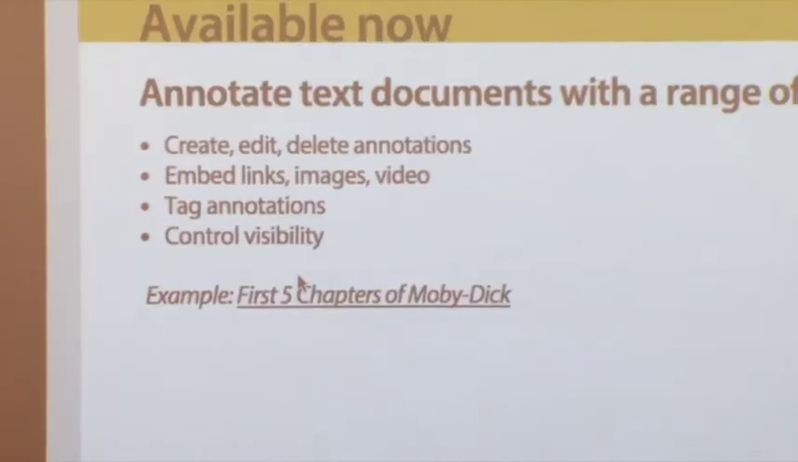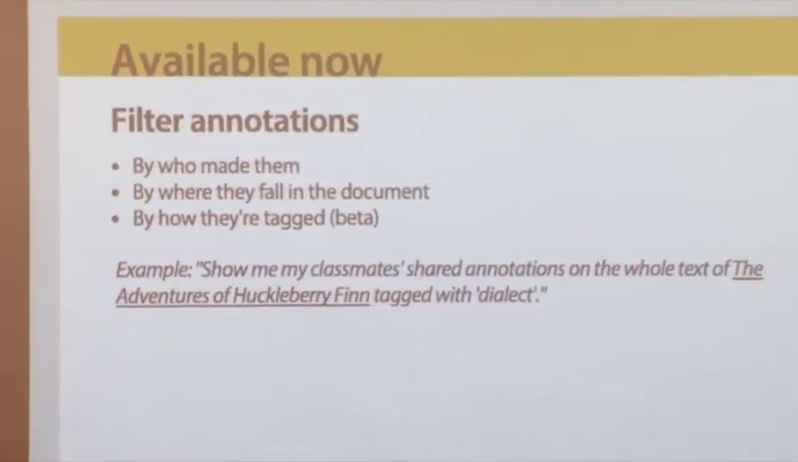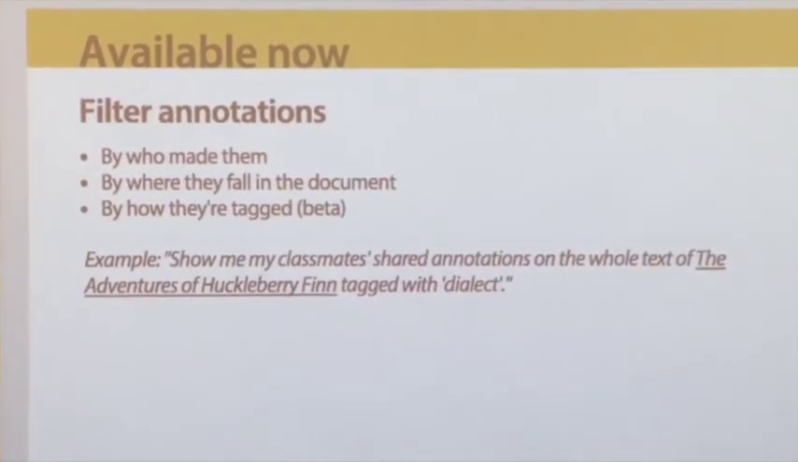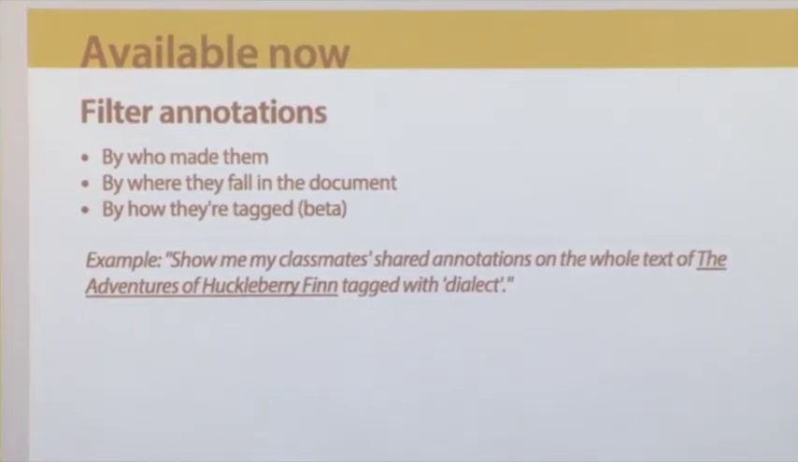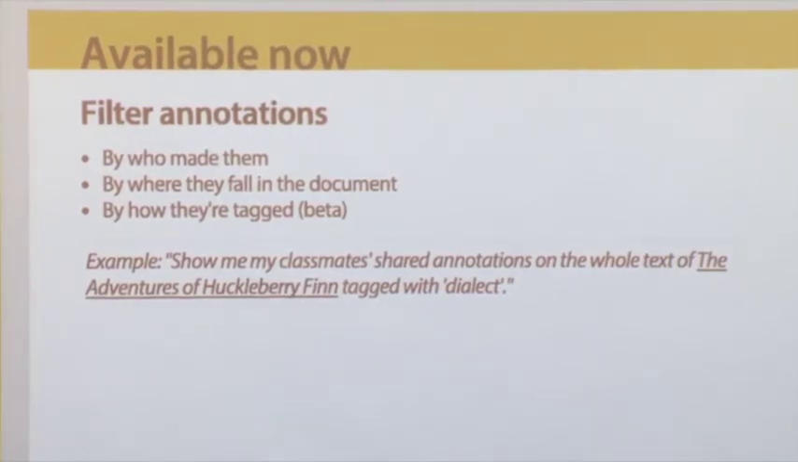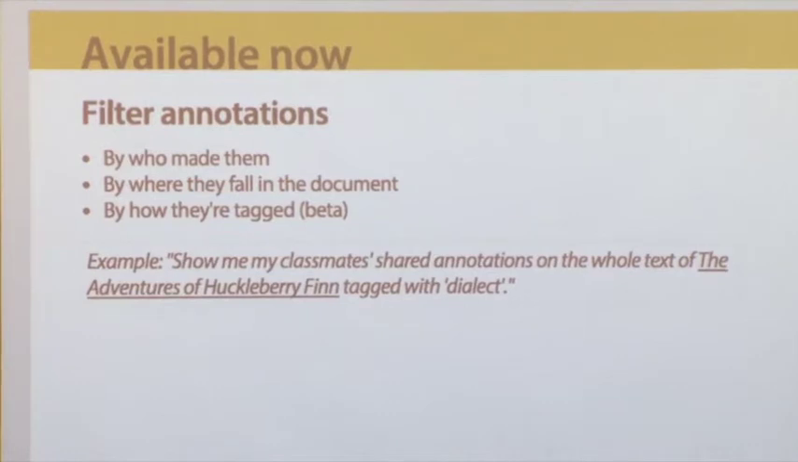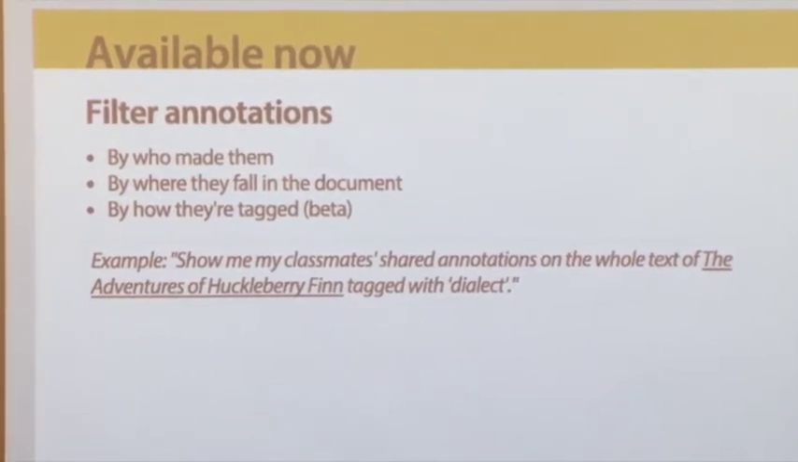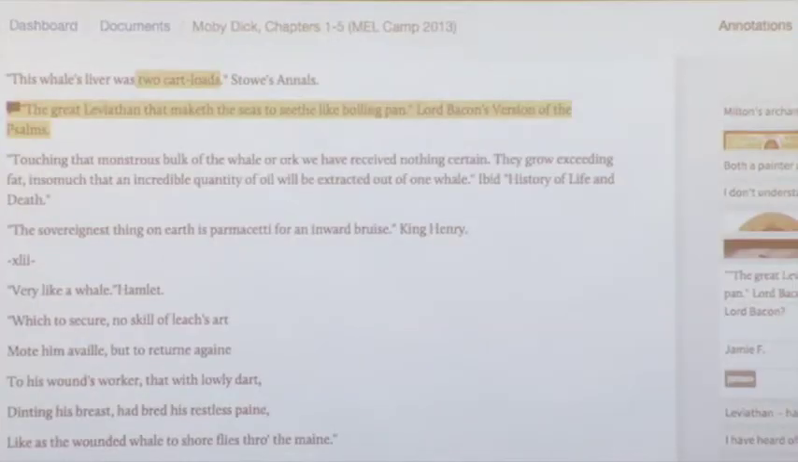So those are some of the things that are possible now, just as far as annotation goes. Also available now is a way to filter annotations. I've already showed you one of the filters, which was the filter that allows me to decide which annotations to see based on who made them. So again, I can see my own, those of my groups, those of my classes, or if I'm an admin, I can see all. I can also choose to filter them based on where they are in the document, and by now, as of this week, by how they're tagged. So let me show you an example of that.